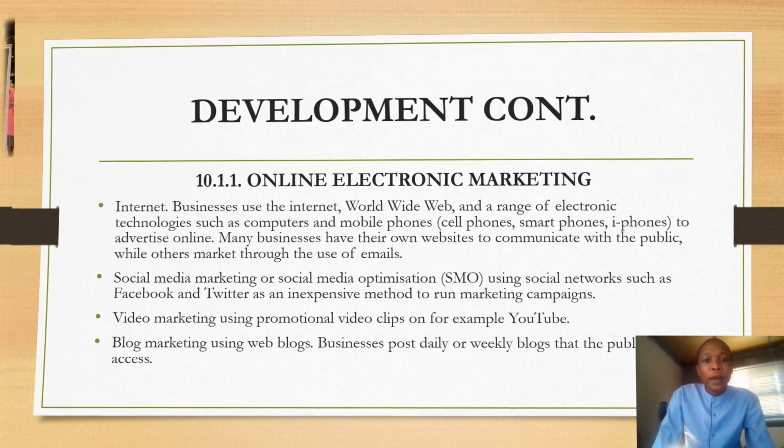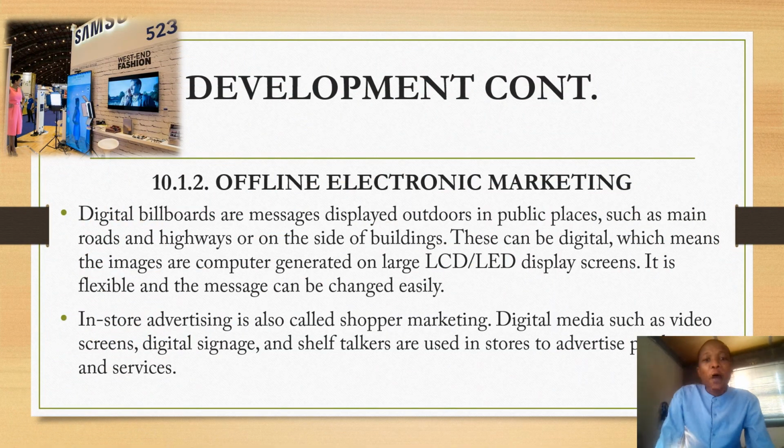We also have offline electronic marketing. These are digital boards, messages that are displayed in public places such as main roads, highways, or on the sides of buildings. They can be digital, which means they are computer generated images or large LCD display screens, which is flexible and the message can be easily changed.